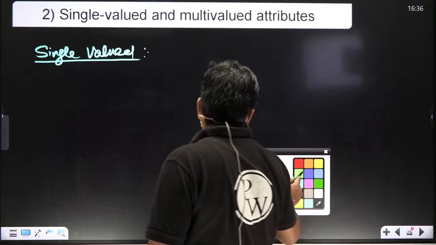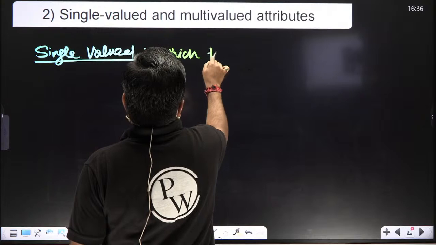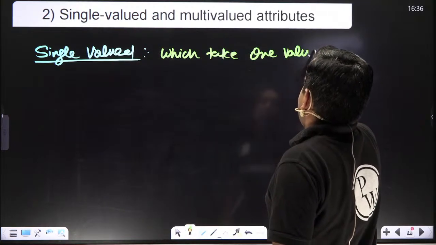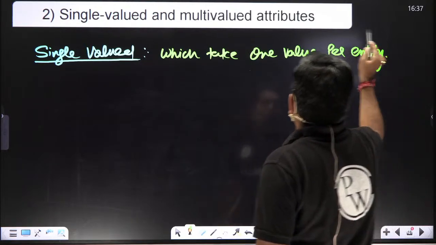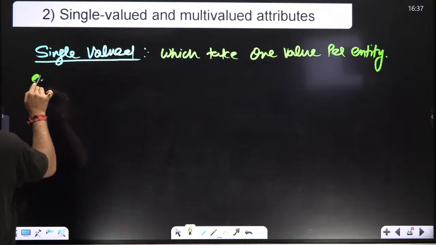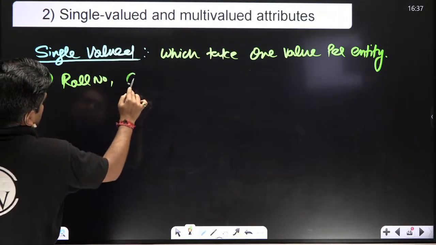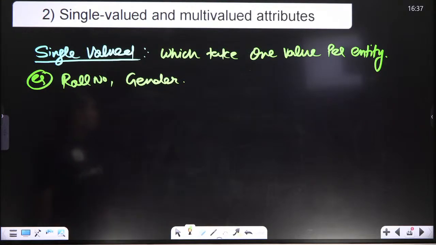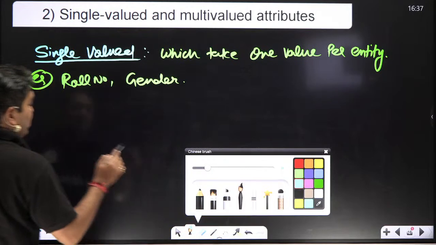Single valued means which takes one value per entity. Example, like roll number or gender, only takes one value per entity. One value per entity. Very good, bacha. And the second one is what? Multi-valued.